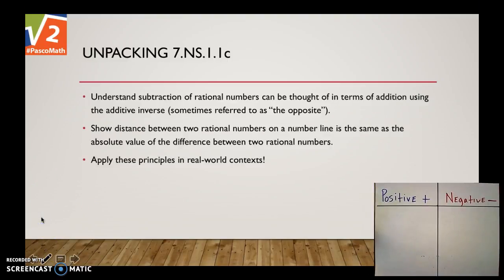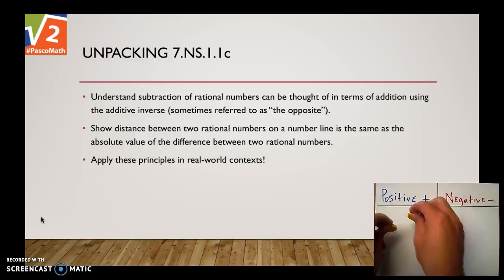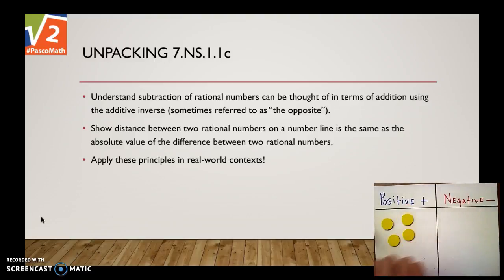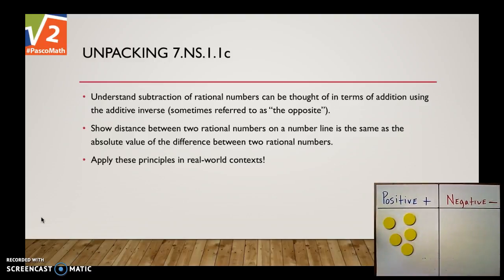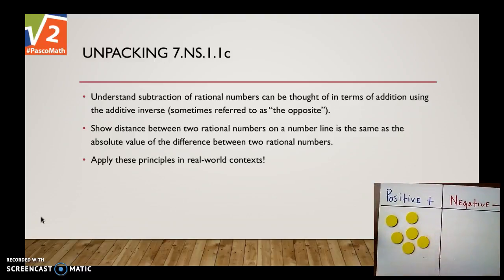So to unpack the standard a little bit, we need to understand that subtraction of rational numbers can be thought of in terms of addition using additive inverses, or sometimes referred to as the opposite. And so again, we can present students with simple equations to start, such as 6 minus 5. If I had 6 positives, and subtraction means to take away, so 6 minus 5, I take away 5: 1, 2, 3, 4, 5. I'm left with 1. And we want to connect this with our earlier understanding of adding opposites.